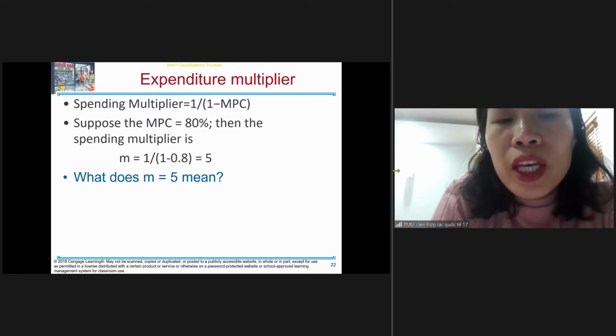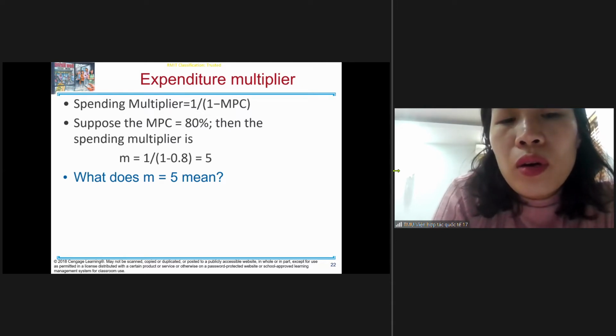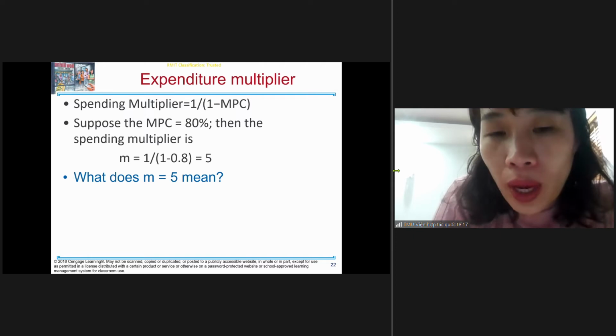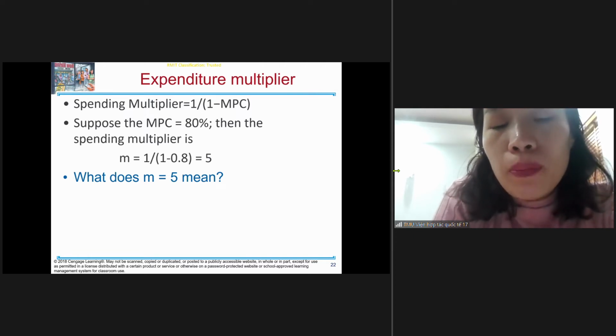So suppose that the economy has the MPC, or marginal propensity to consume, equal to 80%. Then the spending multiplier is M equal to 1 over 1 minus 0.8. And this is equal to 5, right? So M equal 5 means that if consumption increased by 1 unit, then GDP will increase by 5 units.